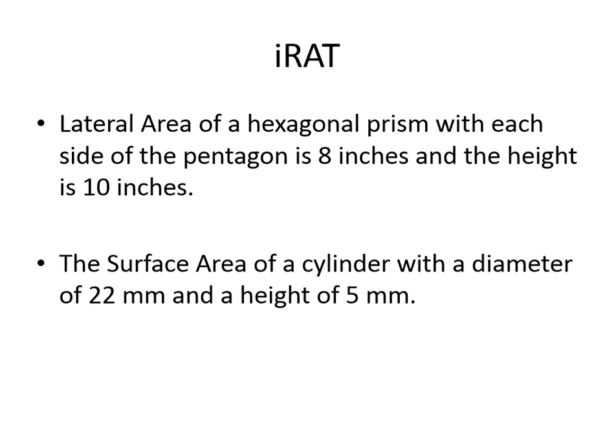Okay. All right, your IRAT. So you got two problems. One is with a hexagonal prism. Find the lateral area of the hexagonal prism where each side of the, it should be a pentagonal. Pentagonal. It's a pentagonal prism, so five-sided pentagonal prism. Each side is 5 inches and the height is 10 inches. Find the lateral area of it.